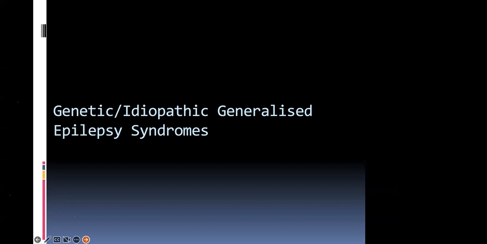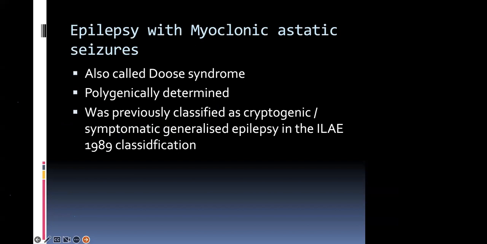Okay, genetic generalized epilepsy syndromes. We will just go through a few syndromes and then I will show the videos. So, epilepsy with myoclonic astatic seizures. This is also called Doose syndrome. They are polygenetically determined, and it was previously classified as cryptogenic or symptomatic generalized epilepsy in the ILAE 1989 classification.